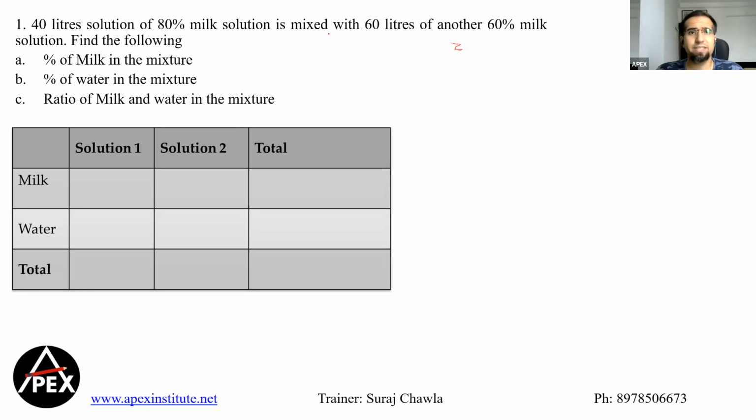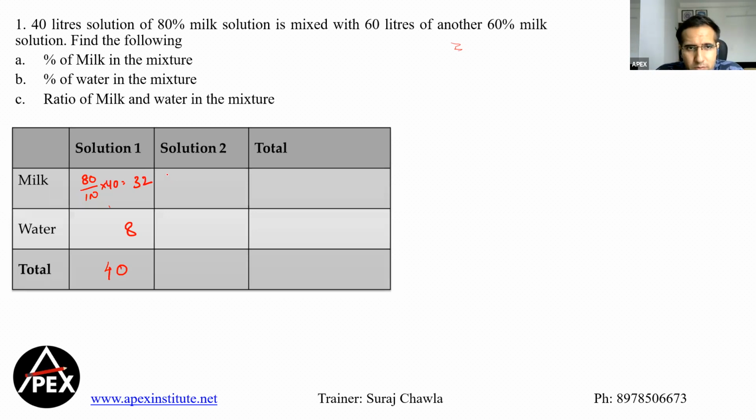Yep, let's see this, guys. So it says 40 liters of 80% milk solution. Which means the quantity of milk is equal to 80 percentage of 40. That is going to be how much, guys? 32. Clear? If 32 is the milk solution, that means 8 liters is the water solution.